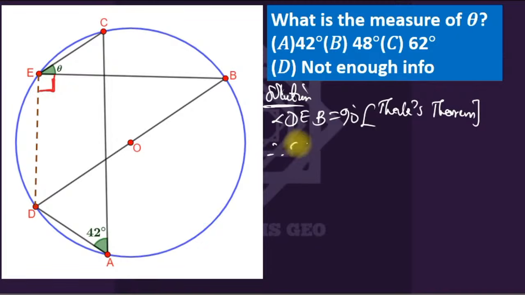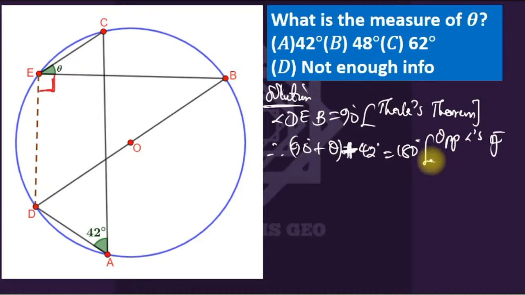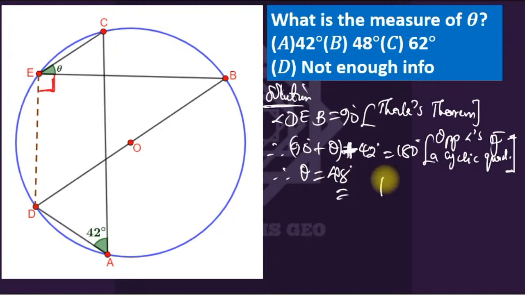Therefore, if I add 90 and theta, that's 90 plus theta is one of the angles here, plus 42 degrees will now give me 180 based on opposite angles of a cyclic quadrilateral. Therefore, theta will now be 180 minus 90 is 90. 90 minus 42 is 48. So that is our answer, option B.